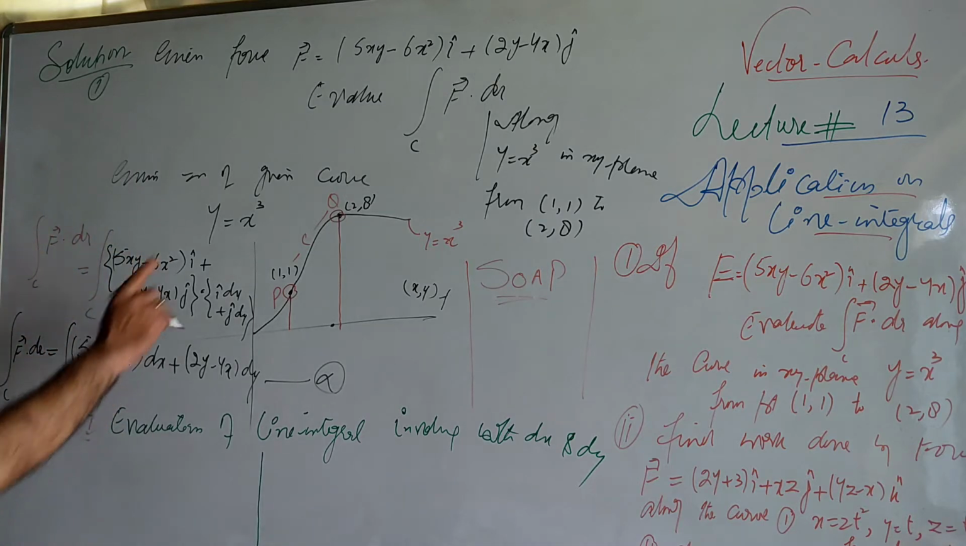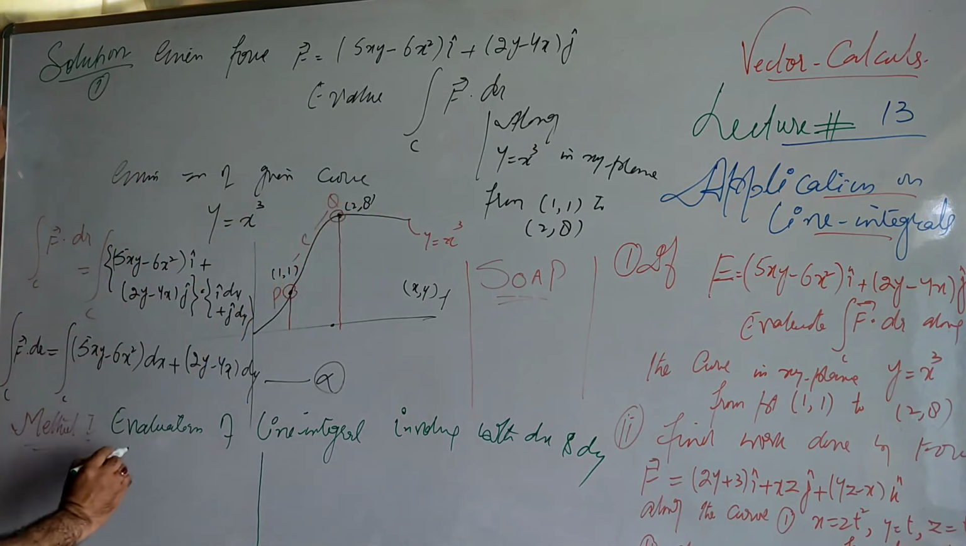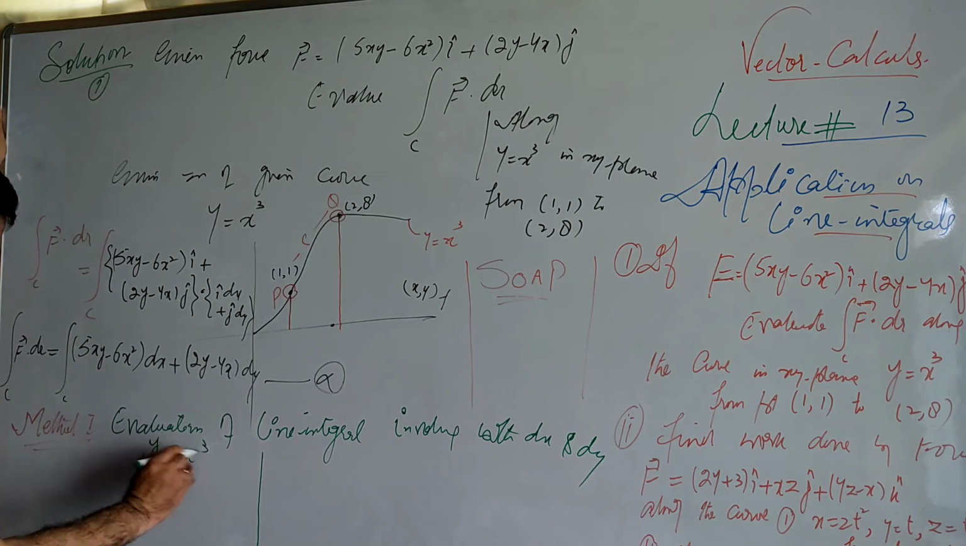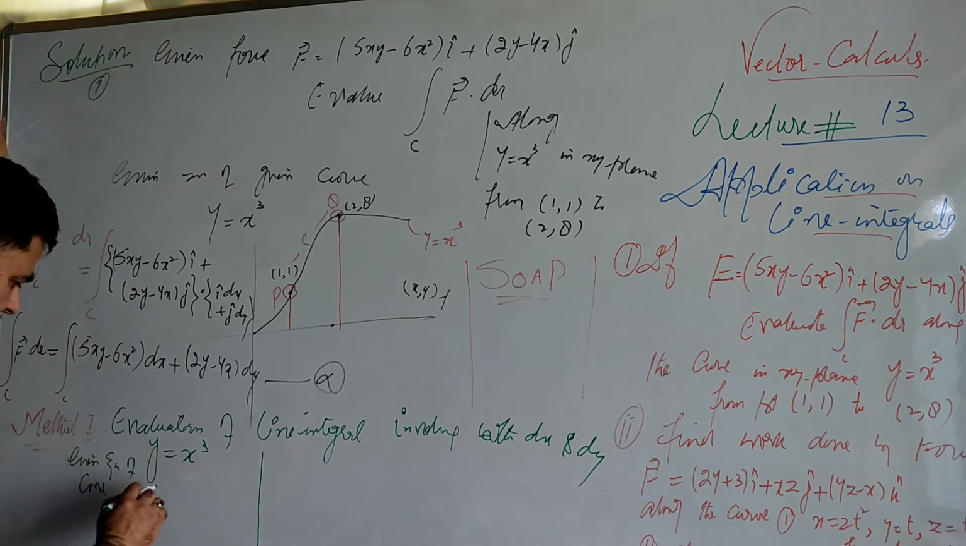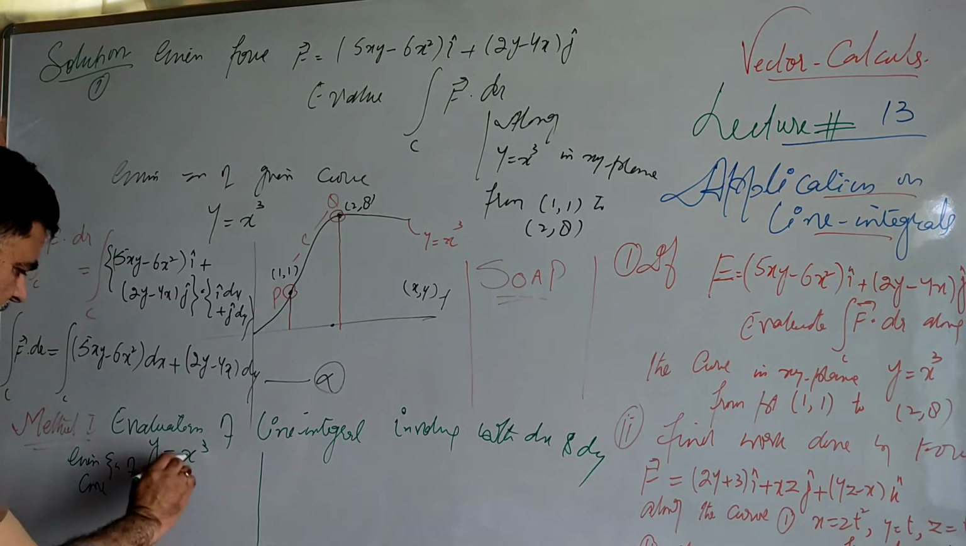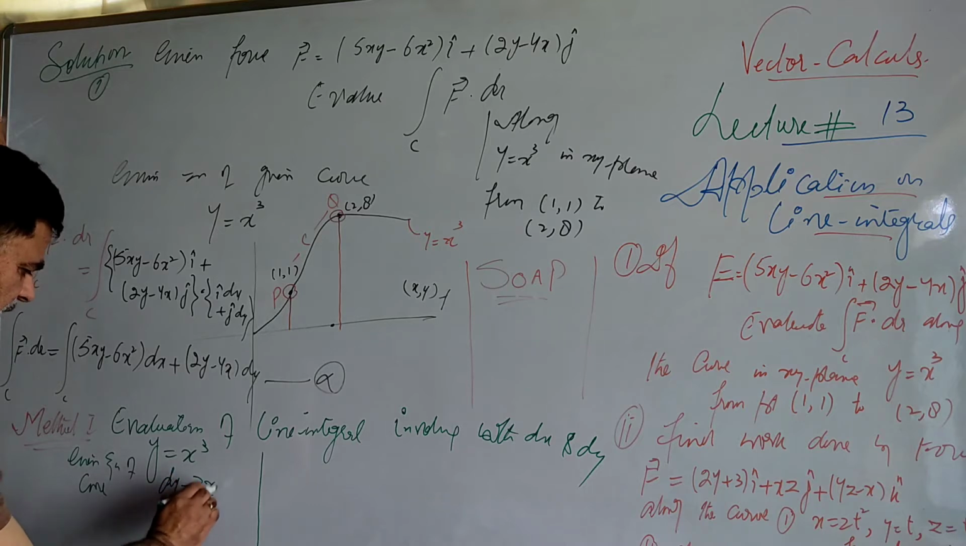Now you have the equation of the curve. The given equation of the curve is y equal to x cube. Here you want to evaluate it in terms of dx. So what is your dy? Your dy is 3x square dx.